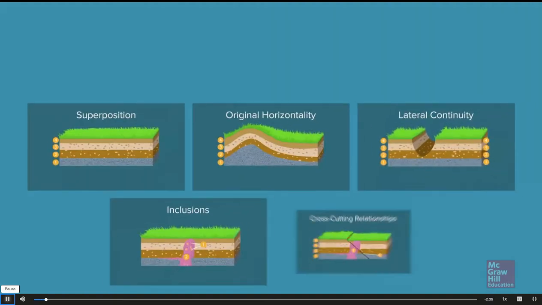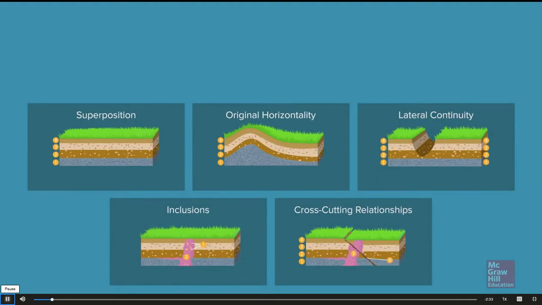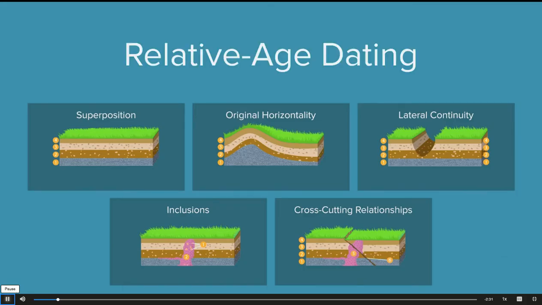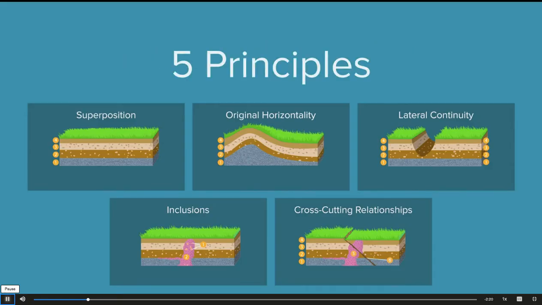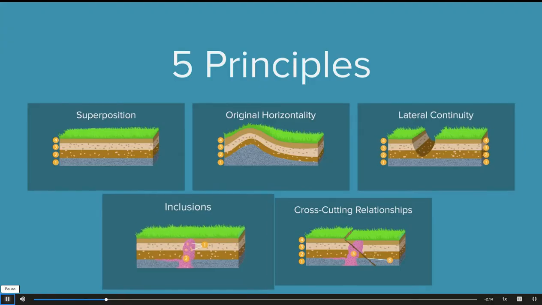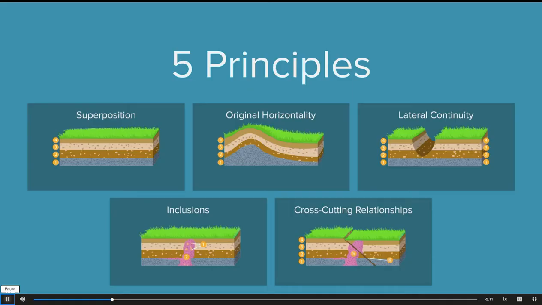How can geologists organize past geological events? By using relative age dating. Relative age dating allows scientists to determine the sequence of past geological events by comparing the order of rock layers. There are five principles of relative age dating: superposition, original horizontality, lateral continuity, inclusions, and cross-cutting relationships.